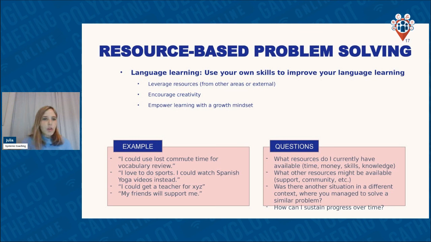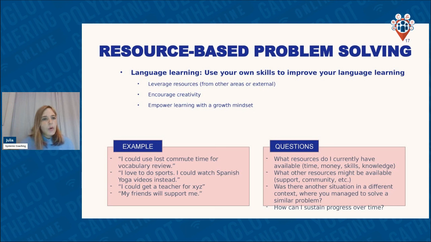Encourages you to think more creatively about how you could solve problems, and empower your learning with a growth mindset. So thinking about which resources you have available at the moment, like time, money, skills, and knowledge, as well as what other resources might be available, like support from a friend or from the community, is one of the things that could happen in this phase.